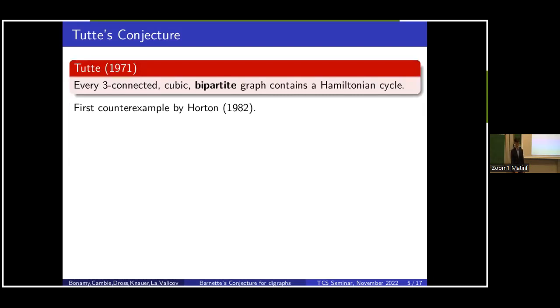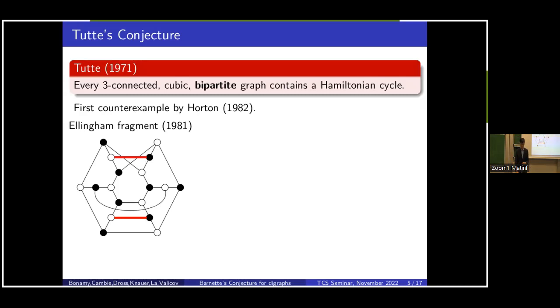And the first counterexample was found by Horton in 82, also using this kind of idea that, oh, a Hamiltonian cycle, you can build a gadget in which a Hamiltonian cycle has to use some special edges. And that is how you can build a counterexample to this conjecture. But I will actually show you some construction which is slightly different. This one is by Ellingham. I guess not the whole graph, but this gadget is by Ellingham.